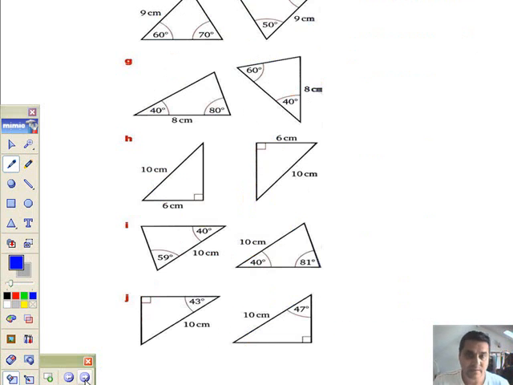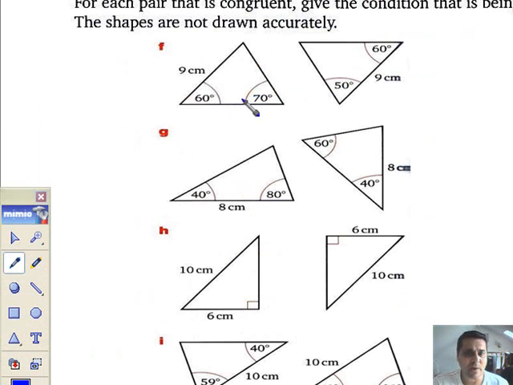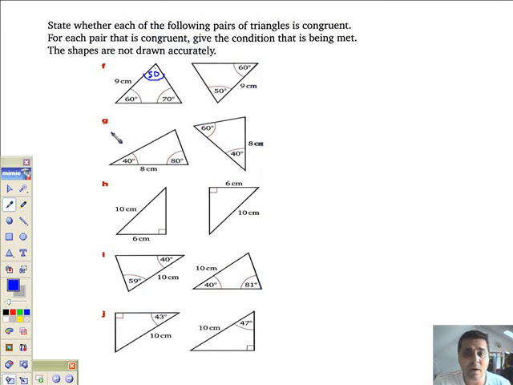Turning over, that's the rest of them. What have we got here? Careful now, don't dismiss it straight away. 60, 70, 50, 60. Well sir, the angles are different. Well, let's just look at that, shall we? 60 plus 70 is 130, which means this angle must be 50 degrees. It's still a triangle after all.